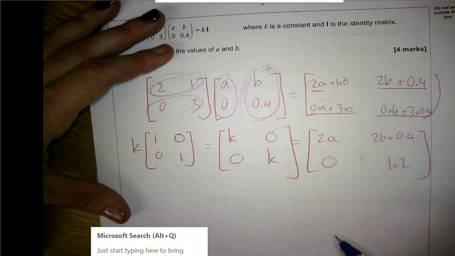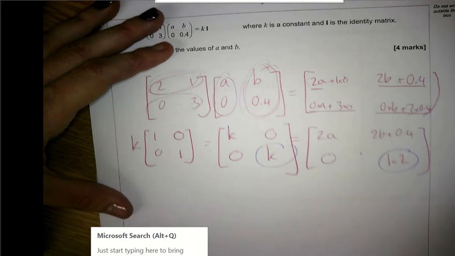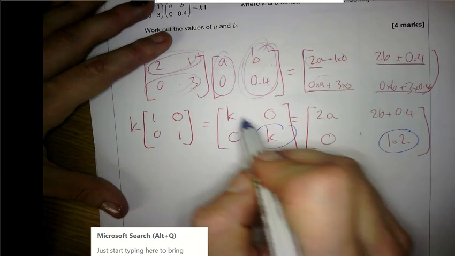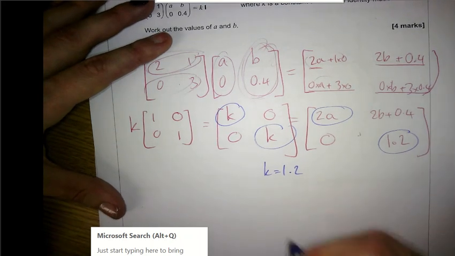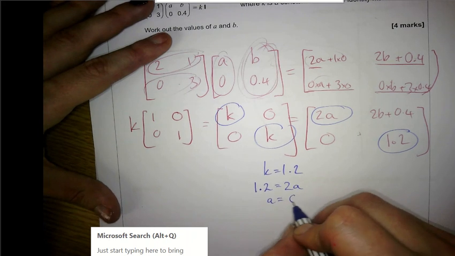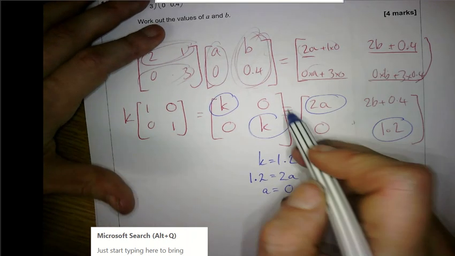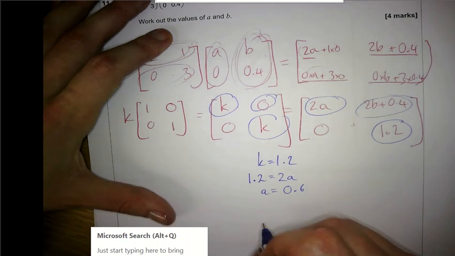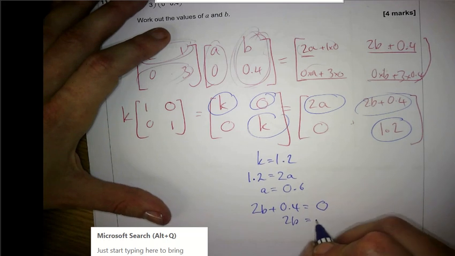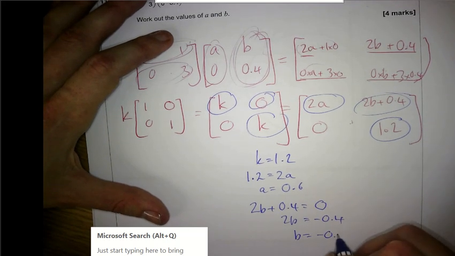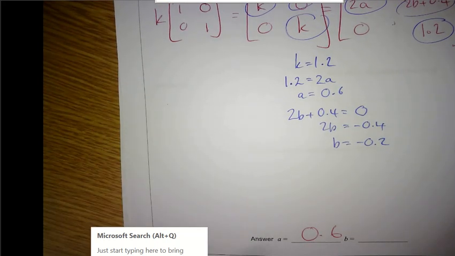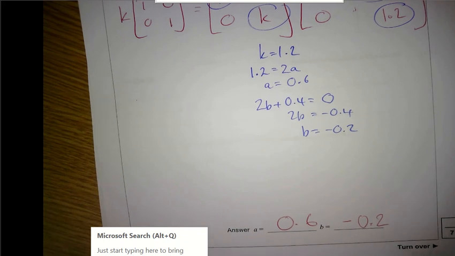I am going to compare the elements in each of these. I can see k is 1.2. Now I could work out a. So I can see k is also equal to 2a. So k is 1.2 is equal to 2a. So a is going to be 0.6. And then I'm going to compare top right. I can see 2b plus 0.4 is equal to 0. So 2b equals negative 0.4. So b is negative 0.2. Okay, so a is 0.6 and b is negative 0.2.